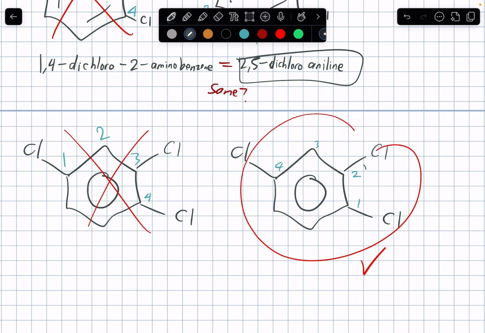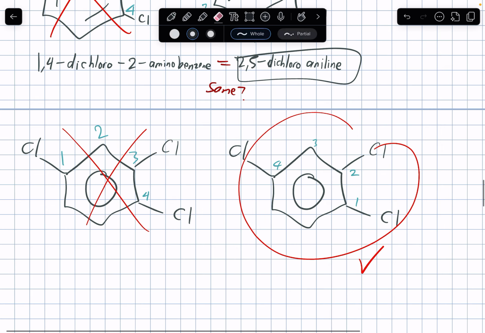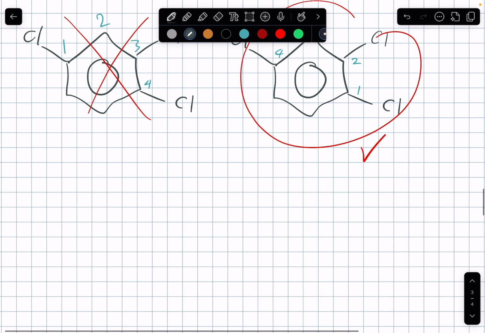Because as early as in the first and second count, you already have a substituent attached to it. Here, yes, a substituent is attached to 1, but there's none in 2. That already is a tiebreaker. You have to take note of that.